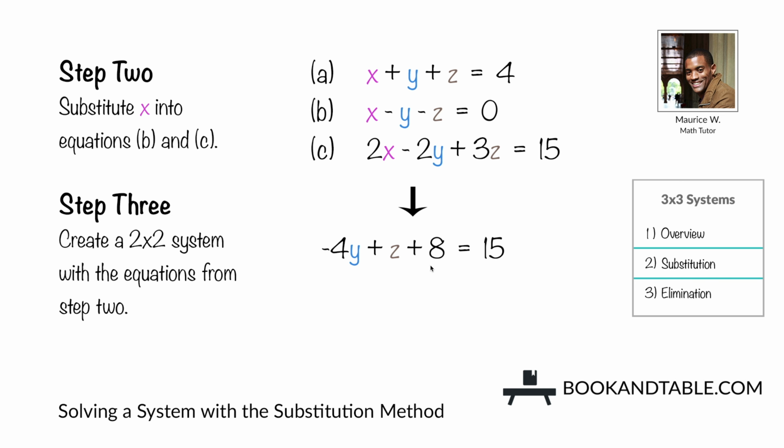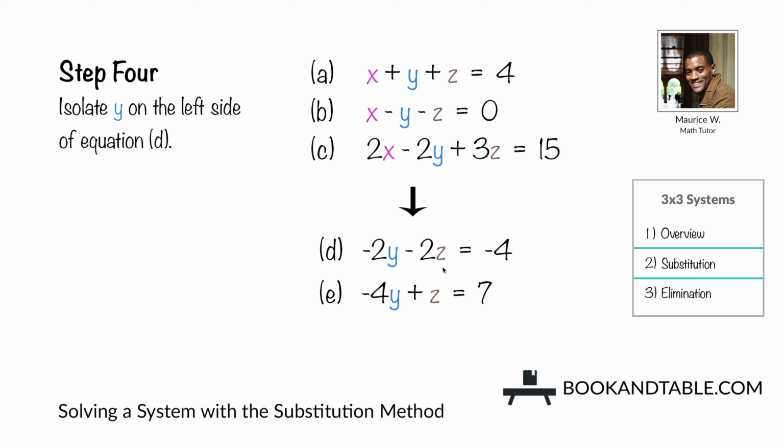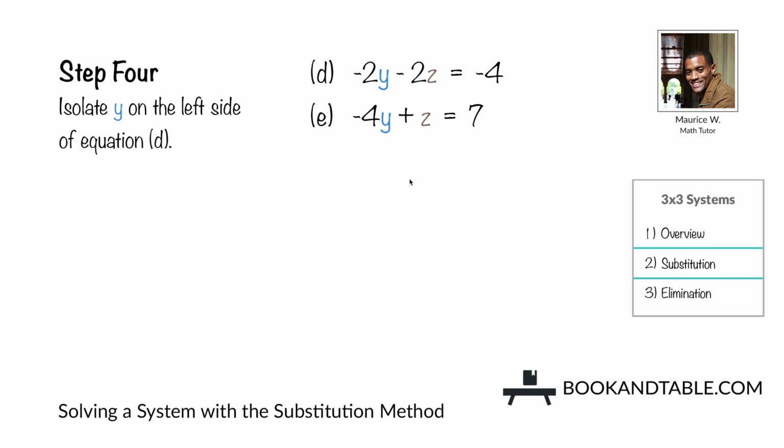And now to create the second equation in our 2 by 2 system, we want to move this 8 to the right side. So we subtract 8 from both sides, showing us equation E is negative 4y plus z is equal to 15 minus 8, which is 7. So now we have our new 2 by 2 system with equations D and E. So we want to use the substitution method on this 2 by 2 system to solve for variables y and z. So now we want to work with D and E. So we'll put equations A, B, and C to the side for a moment.